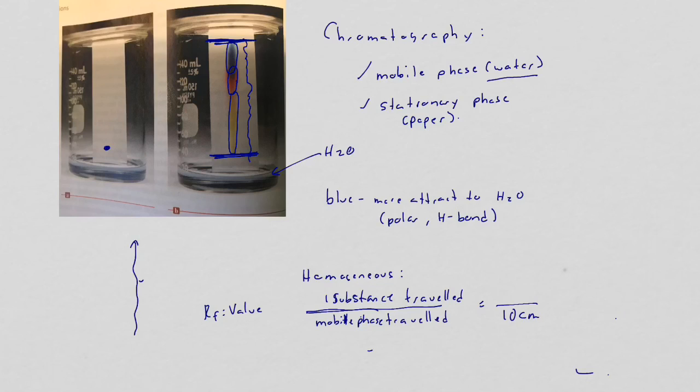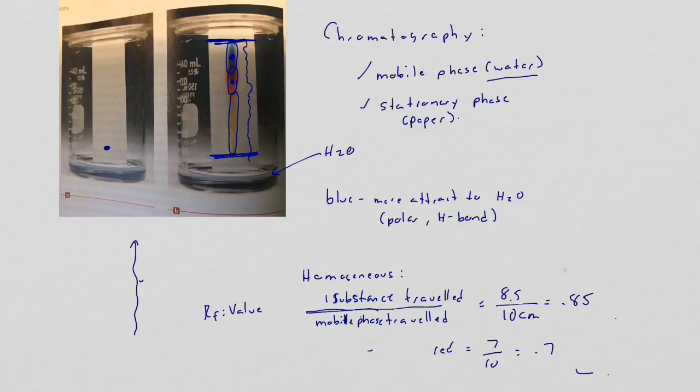All right, and now we find the center of the blue spot, like right there. And so we put like 8.5 on the top, and that would be the RF value. And 8.5 over 10 is like 0.85. So the RF value for the blue stuff would be 0.85. The red stuff traveled a much shorter distance. Let's say it travels 7 centimeters. So the RF value for the red stuff would be 7 centimeters over 10. So its RF value would be 0.7, and so on and so forth. So that's the RF value.